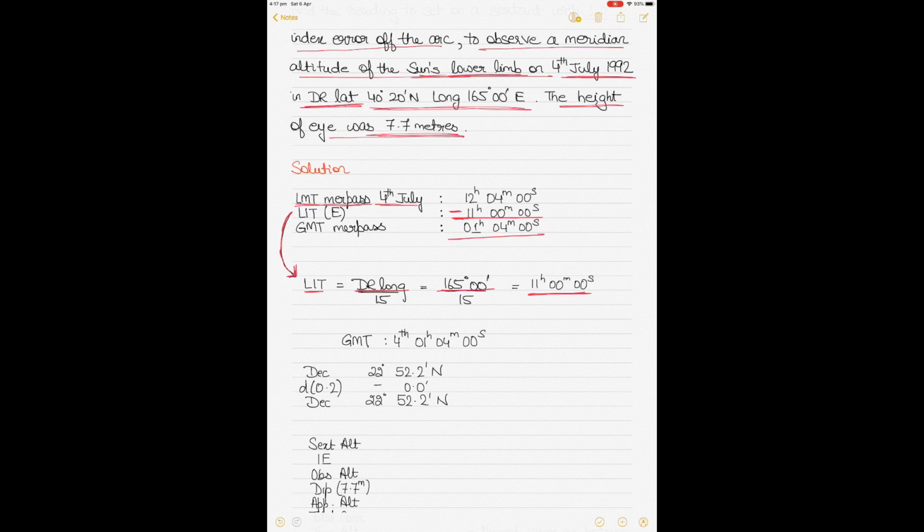Now all you have to figure out is whether the date is the same or not. So if this was 4th of July, 12 hours, 04 minutes and 00 seconds, and I subtract 11 hours, is it still the same day at GMT? Yes, it is. So although we are 11 hours ahead of GMT, the GMT date is still the same. It's 4th of July, early morning 1 o'clock at GMT. So that's why your GMT meridian passage time for 4th of July is 01 hours, 04 minutes and 00 seconds.